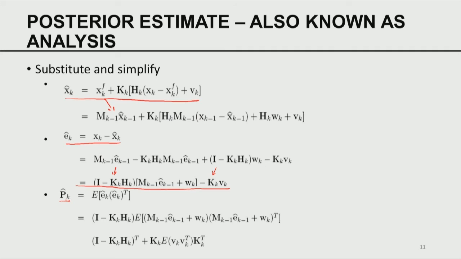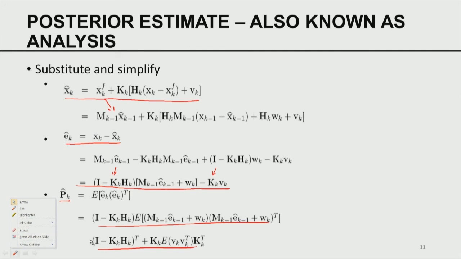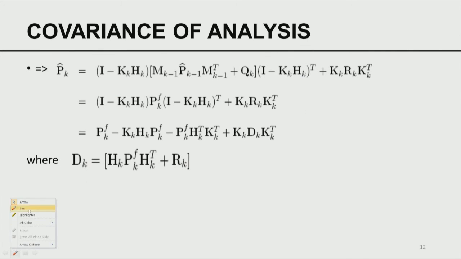Therefore, the analysis covariance is given by this structure. So if you do these and simplify, I hope you got these structures. Ek is a sum of three terms, 1, 2 and 3. So there are going to be 6 terms when you multiply in Pk. If you carefully analyze these terms and simplify, you get your Pk to be this expression. This is the ultimate expression.